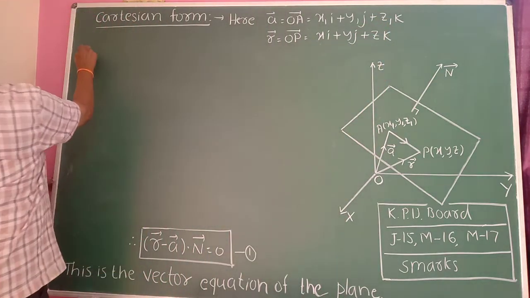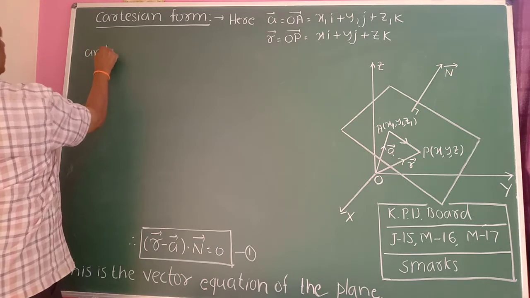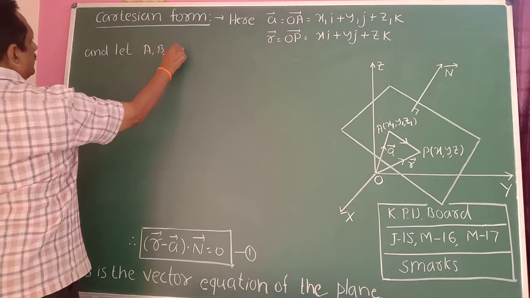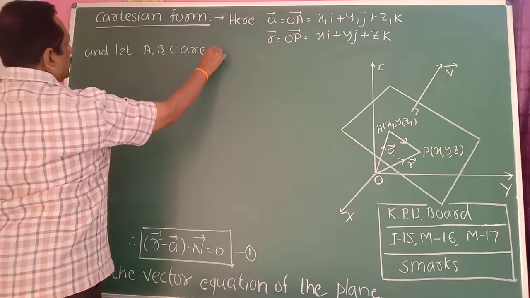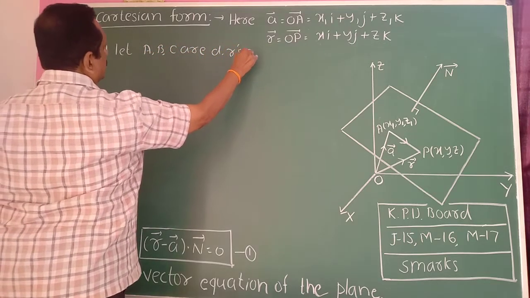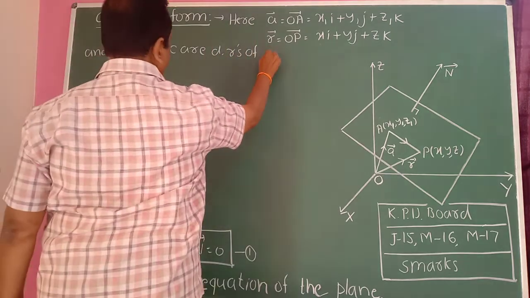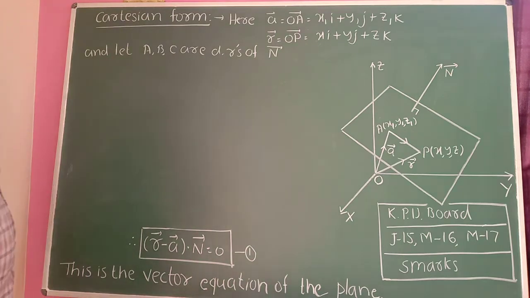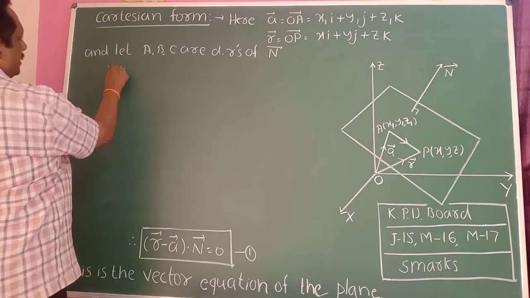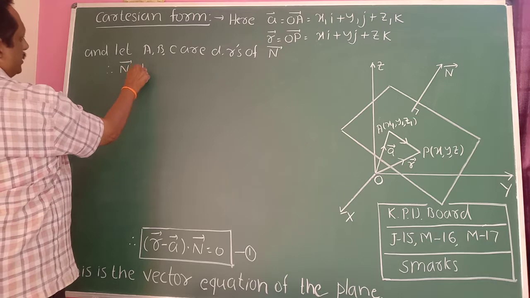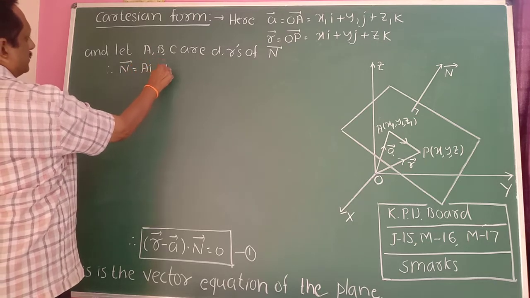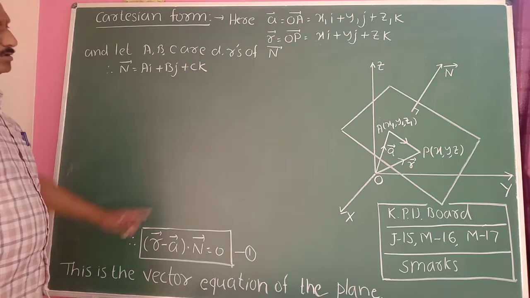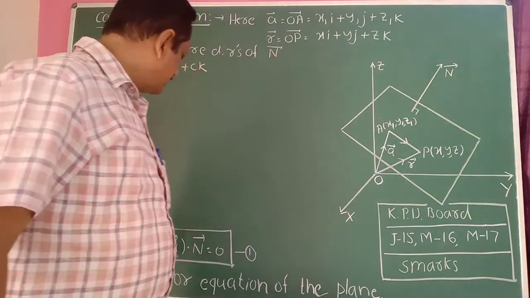And let a, b, c be the direction ratios of the vector n bar. So these are the direction ratios of n bar. Therefore n bar is equal to a i plus b j plus c k. Use these 3 vectors in equation 1.